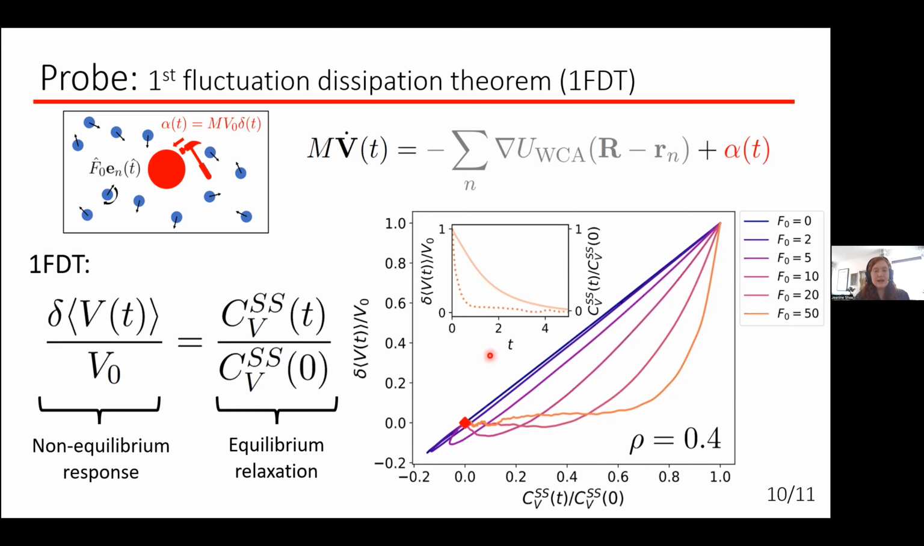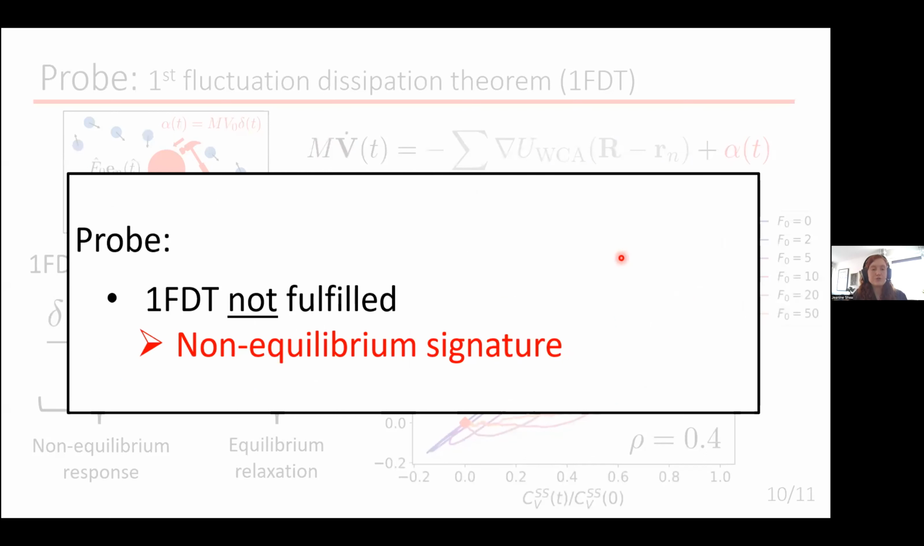So we're seeing that the first fluctuation dissipation theorem is being violated in this case, and it's increasingly violated as we move up in activity for the active bath. We show a specific example right here, where the solid line shows the velocity autocorrelation function, and the dashed line shows the non-equilibrium response. So we can actually use the first fluctuation dissipation theorem as a non-equilibrium signature for the probe, which we can detect by just looking at the probe's trajectory.